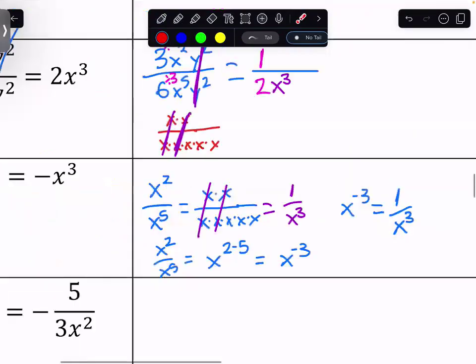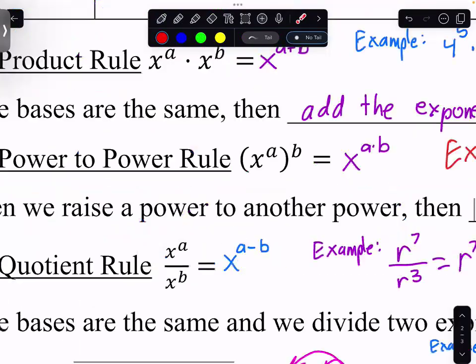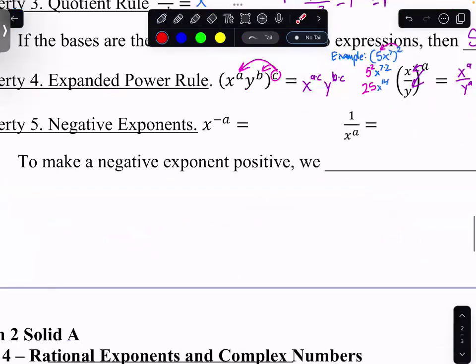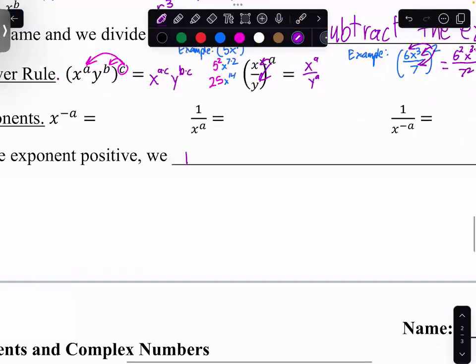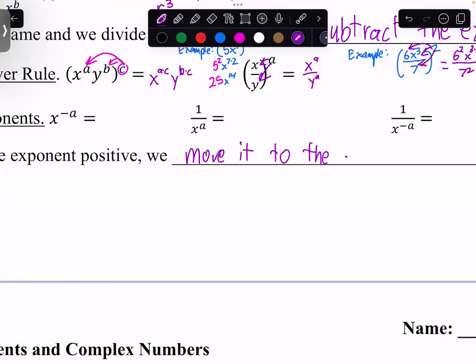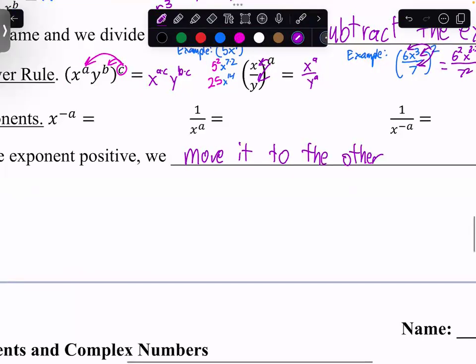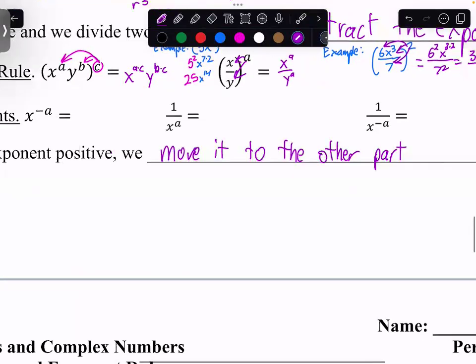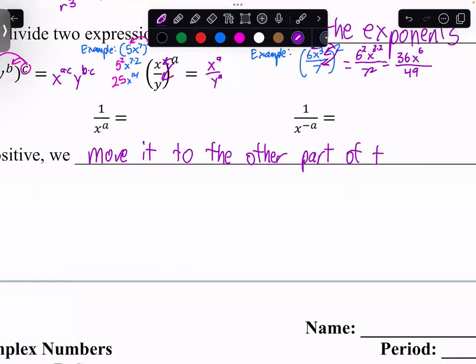Okay, so let's write that in property 5. To make a negative exponent positive, we move it to the other part of the fraction.